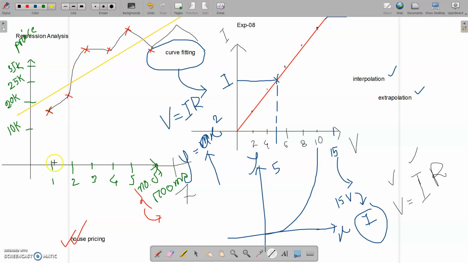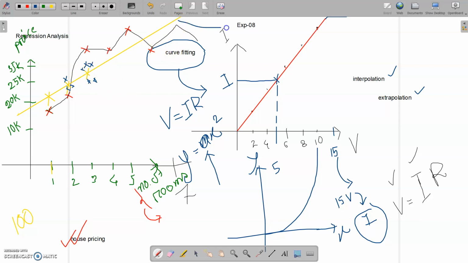Then I can estimate that for 1 bedroom the value should be close to here, for 2 bedrooms close to here, for 3 bedrooms close here. So far we have only plotted 6 houses. If you increase the data, say to 100 houses, you will see most of the data for 2 bedrooms should be closer to this line. One house may be a little bit higher, but most of the house prices should be closer to this line.